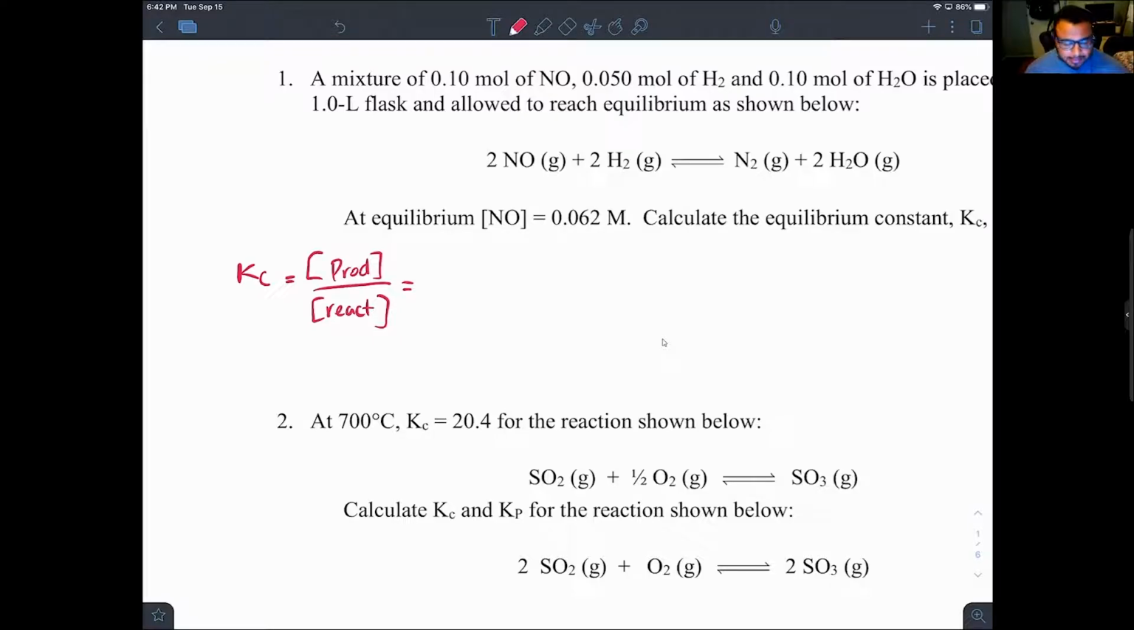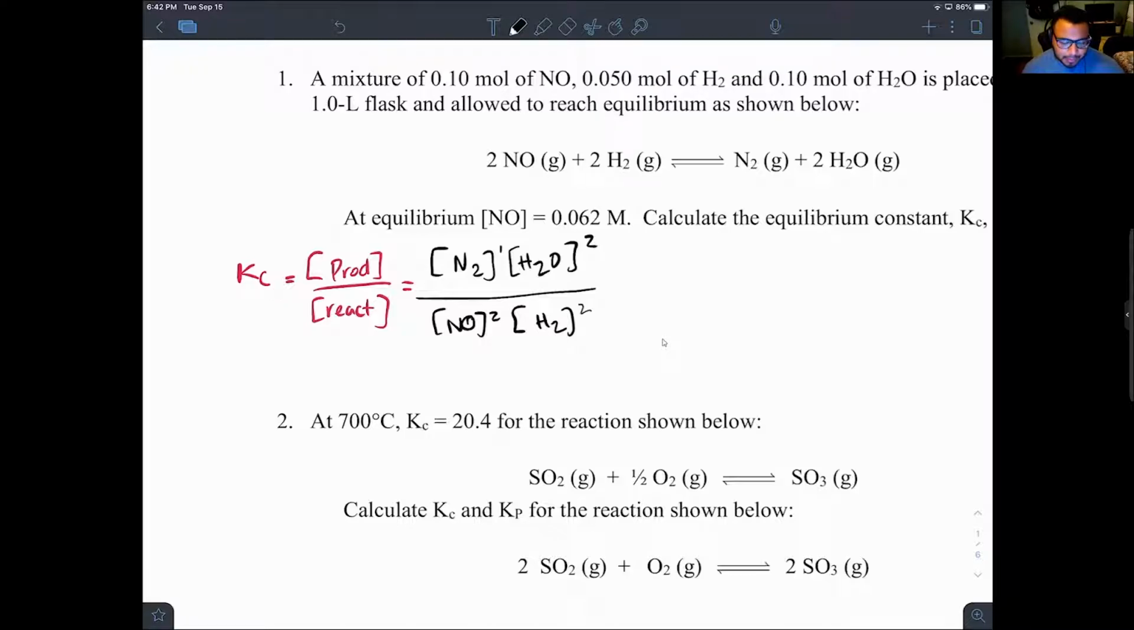And in this case, we're going to get a little more fancy because we actually have an equation. The way we do that is we raise the products to their coefficients. So N2 has a coefficient of 1. I'm writing it just for instruction purposes. You don't need to include the 1 if you don't want to. And then you have H2O raised to the second power. And then you have NO to the second power, followed by H2 to the second power. So a lot of things raised to the second power. So this right here is our equilibrium constant expression.